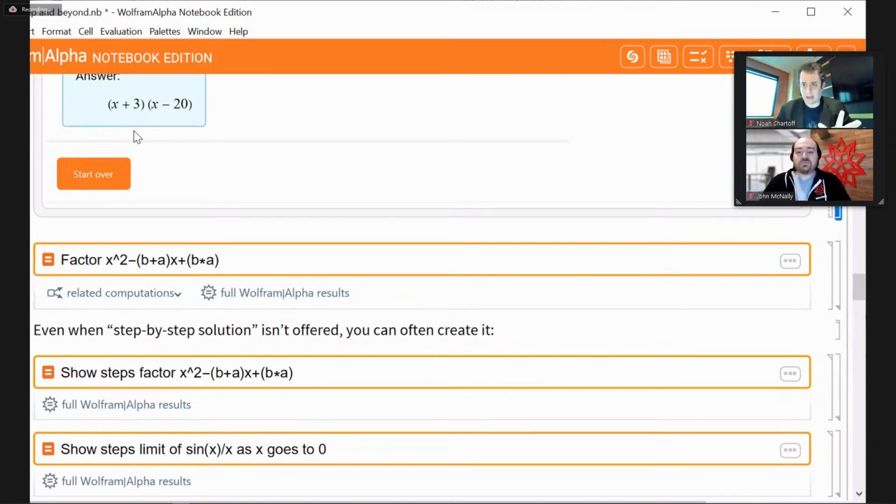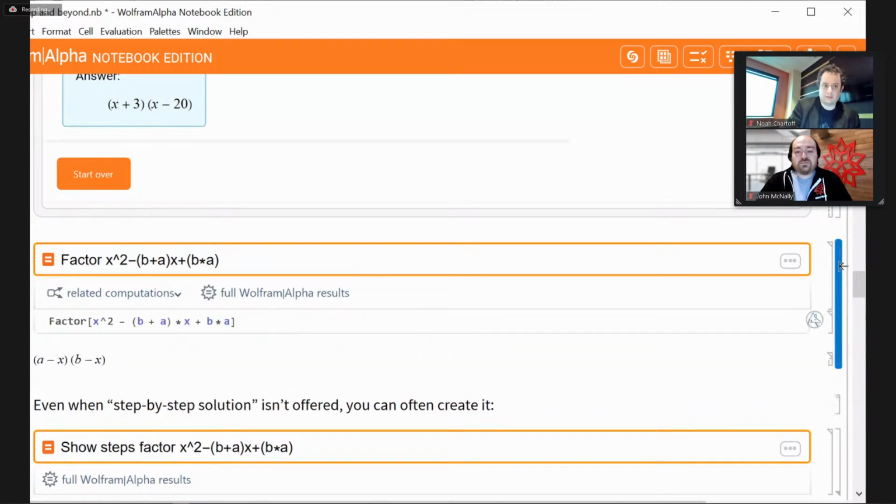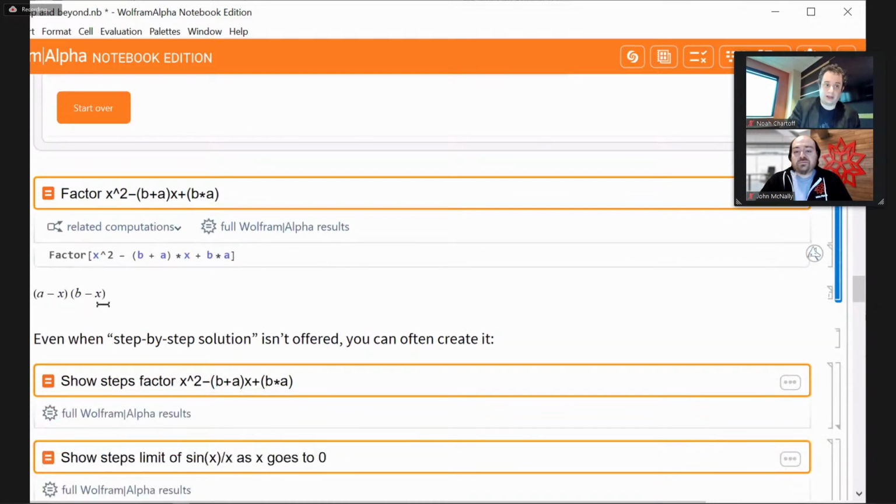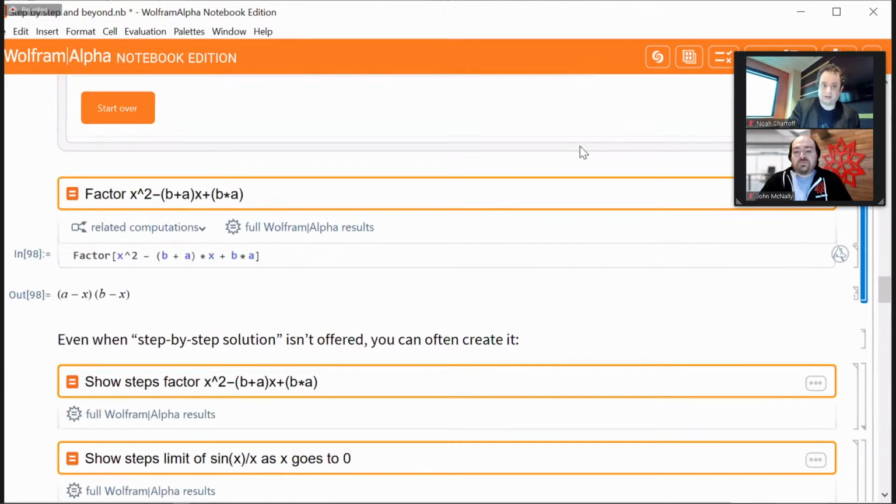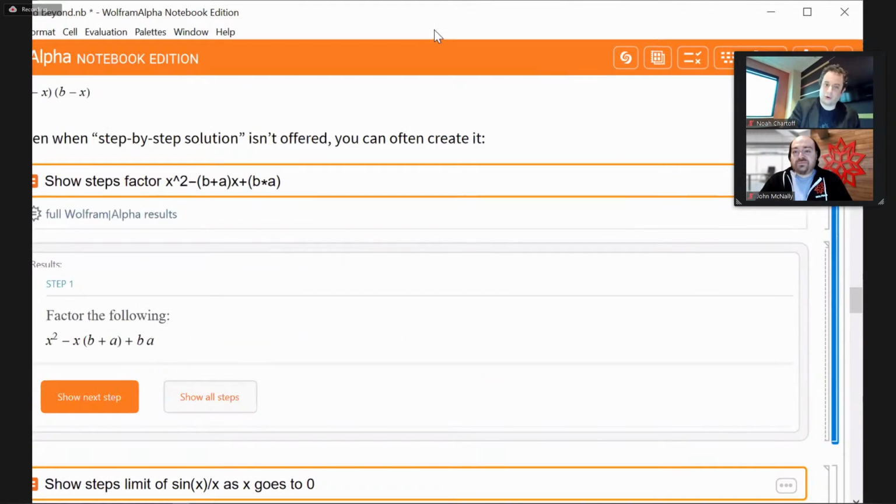It doesn't all have to be numerical either. Look at this one: x squared minus b plus a x plus b times a. x, b, and a are all undefined in this problem. But not only is the Wolfram software able to factor it, which is nice, it also can explain how it did it, or more accurately, how we as human beings could do it.